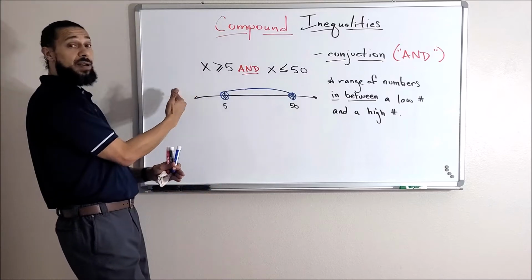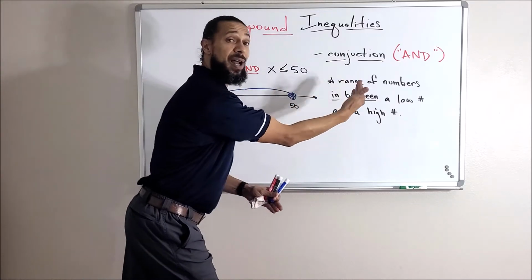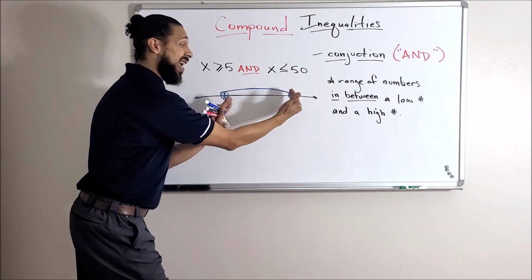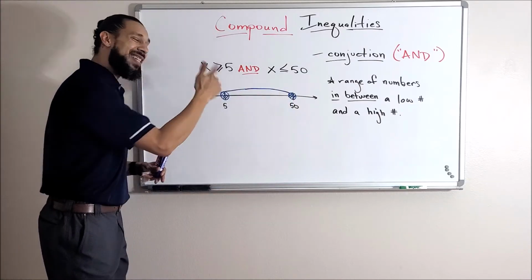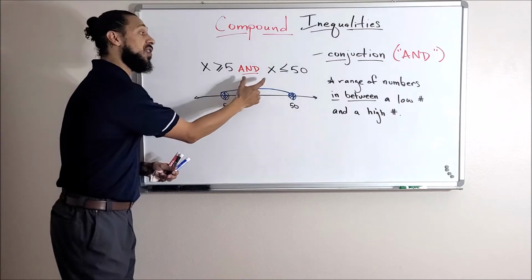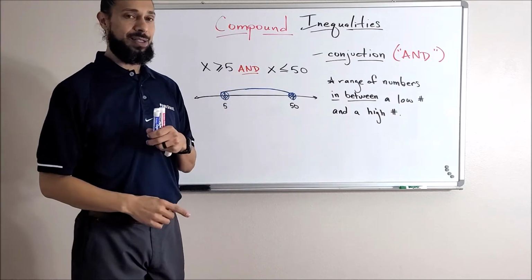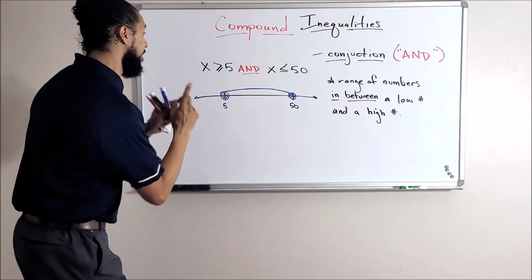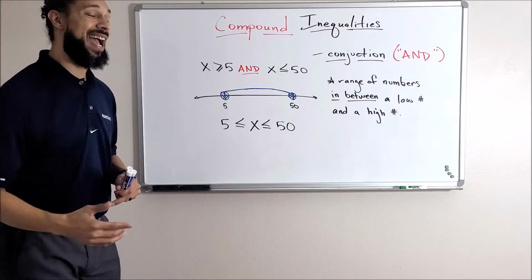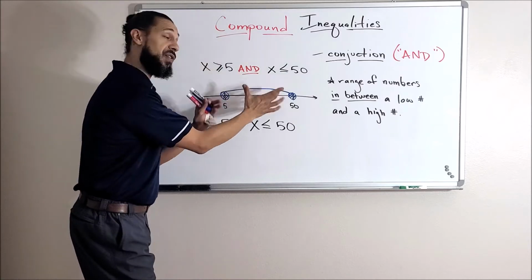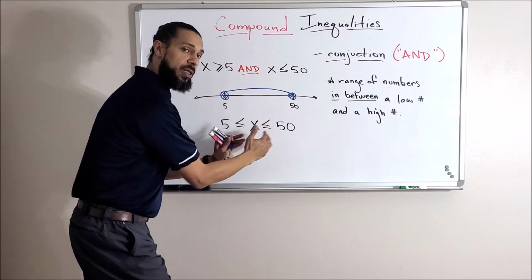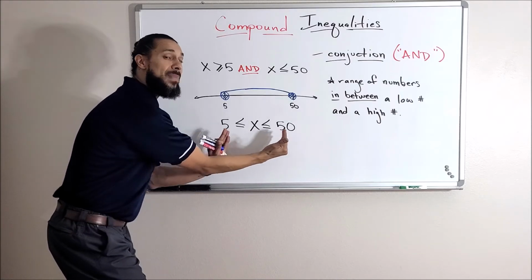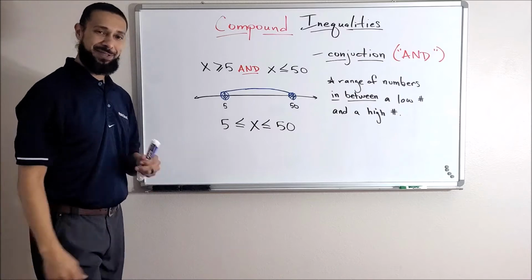I'm not talking about numbers less than 5. I'm not talking about numbers greater than 50. I'm talking about 5 up to 50 and all the numbers in between. That's a conjunction, and that's what it means when you see the word "and" in between two inequalities. Now, you might see it written like this. Conjunctions, or inequalities featuring the word "and," might be written like this, and all this means is I'm talking about any number x that's in between 5 and 50.